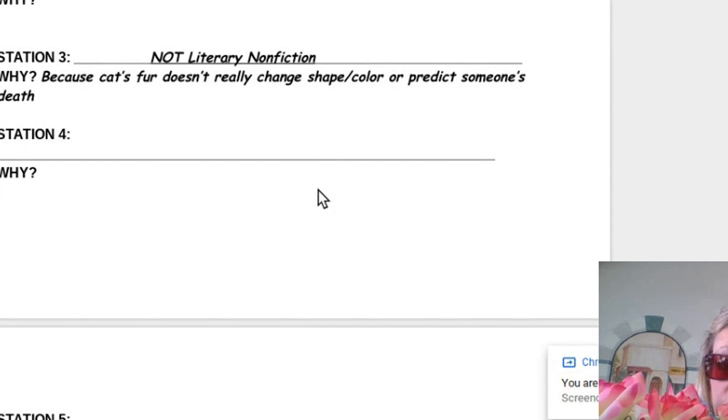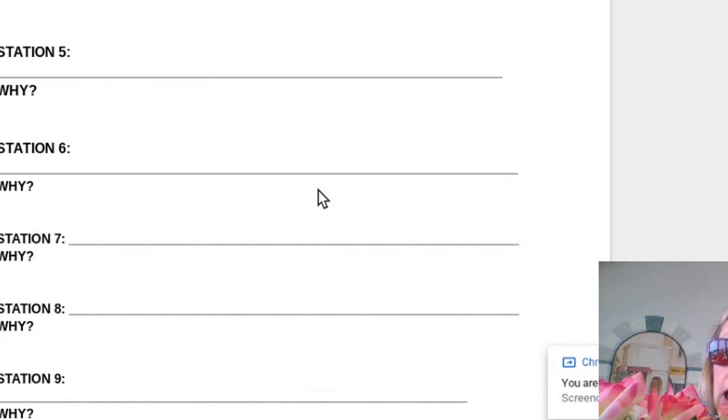Well, if you have used your notes correctly, you will know that station number 4 is an example of literary nonfiction, and it's clearly a diary or a journal telling you the inside thoughts and feelings on that date. Well done if you discovered that that was a literary nonfiction text example. Let's look at station number 5, shall we?